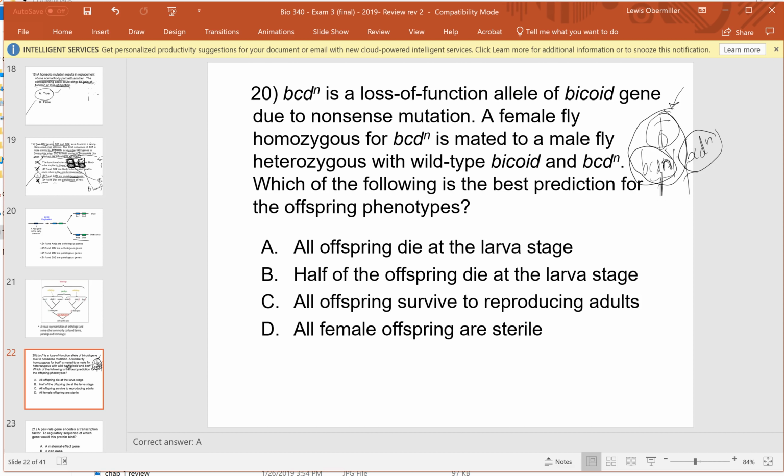And her father could be heterozygous too. And so she would get this copy from her mother. Her mother would also have a wild type copy, and then this copy from her father. He could be BCDN on both alleles. It wouldn't matter because he doesn't really contribute to the developmental part of the offspring. So anyway, that's neither here nor there. This female is homozygous for BCDN, which is the null-somic.